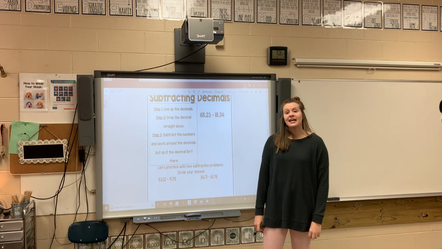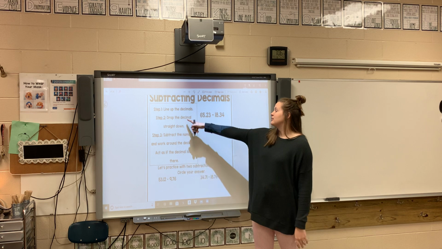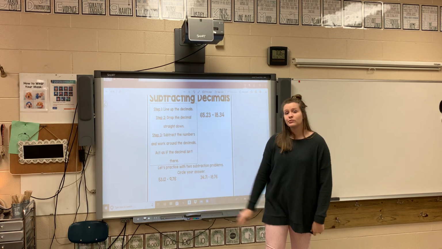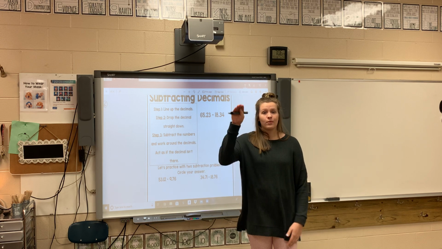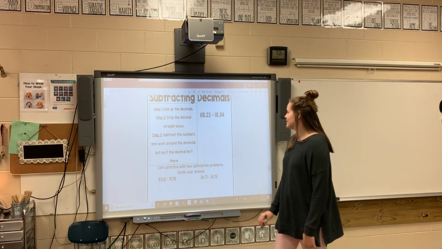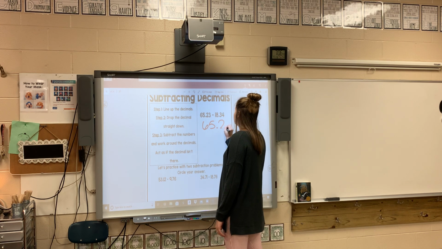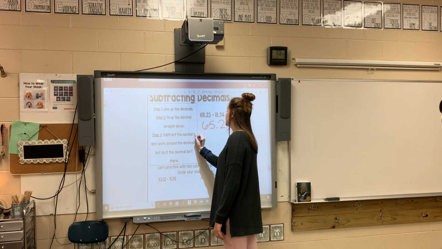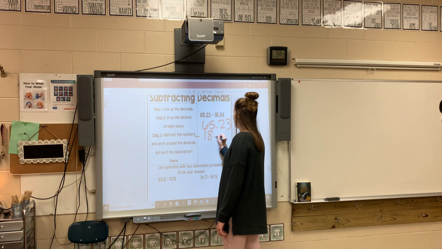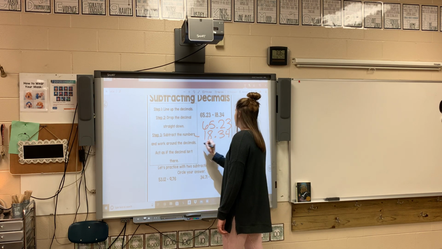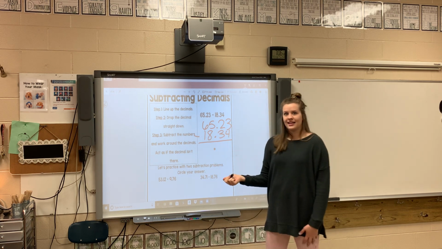Decimals now, and guess what? It is the same exact steps. We line up our decimals, we drop the decimal straight down, and then we just subtract the numbers like a regular problem, and act like the decimal's not there once we drop it down. So let's go ahead and get started. We have 65 and 23 hundredths, and we're subtracting 18 and 34 hundredths. I'm going to go ahead and drop down that decimal, and let's start working.